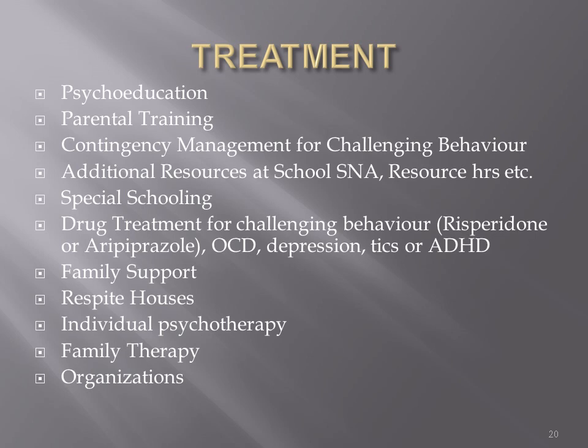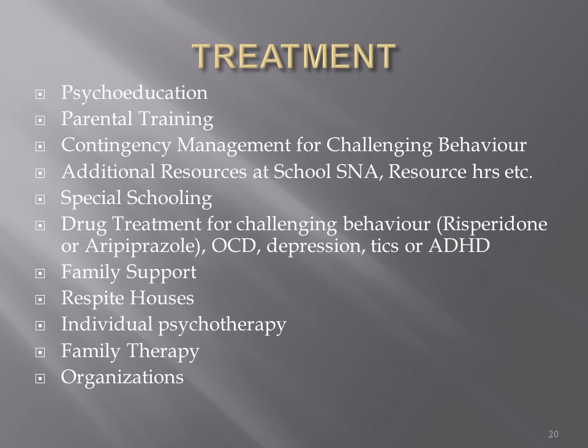And then a very important part is how we treat the child, because in the first three examples, the parents are doing something, but how the system can do something is providing additional resources at school, for example, special needs assistants, resource hours, special schooling is another very, very important.